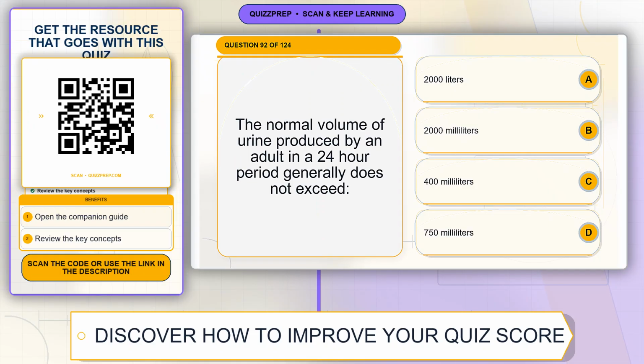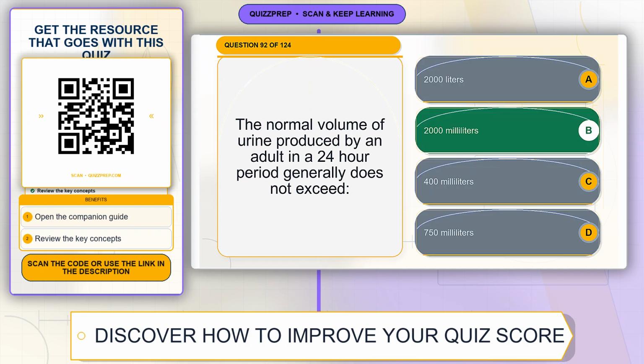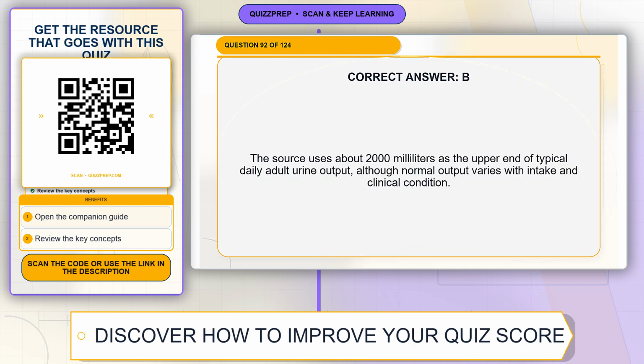Question 92. The normal volume of urine produced by an adult in a 24-hour period generally does not exceed. Option A, 2,000 liters. Option B, 2,000 milliliters. Option C, 400 milliliters. Option D, 750 milliliters. The correct answer is option B, 2,000 milliliters. Explanation. The source uses about 2,000 milliliters as the upper end of typical daily adult urine output, although normal output varies with intake and clinical condition.